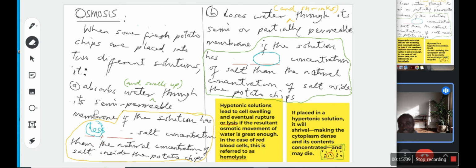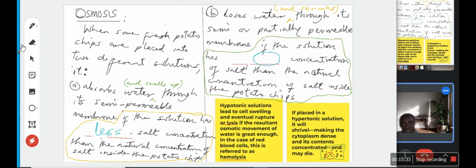If the solution has less salt particles, it means it has a lot of water in it, isn't it? Yeah, compared to the potato chip. So the solution has a lot of water, and it has less salt. So water will be moving from the solution into the potato chip.